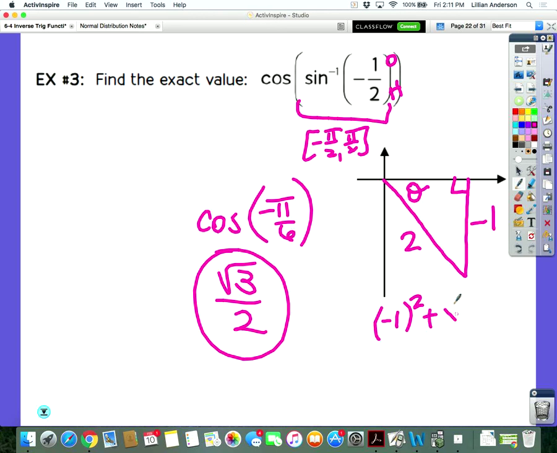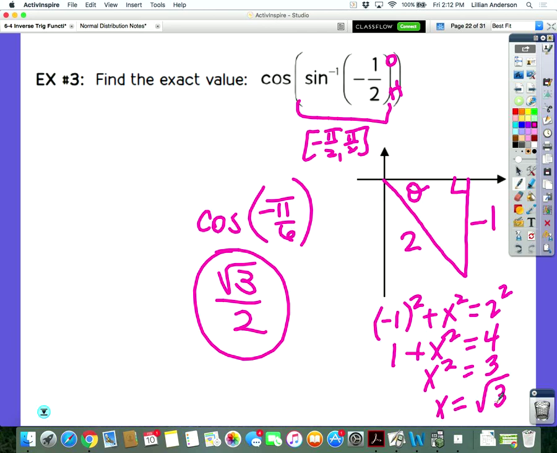-1 squared plus x squared equals 2 squared. What's -1 squared? 1. And 2 squared? 4. Subtract. Take the square root. X is going to equal √3. Now remember, it's always plus or minus, but because I'm in the 4th quadrant, my x is positive.